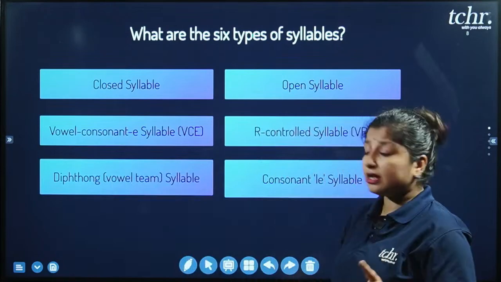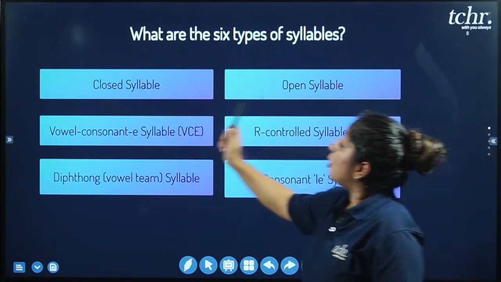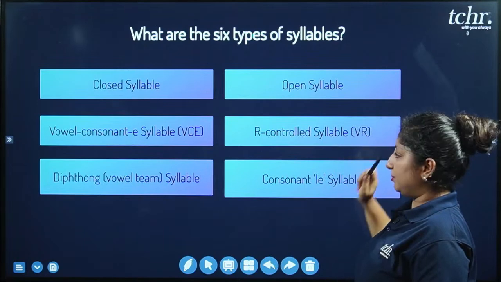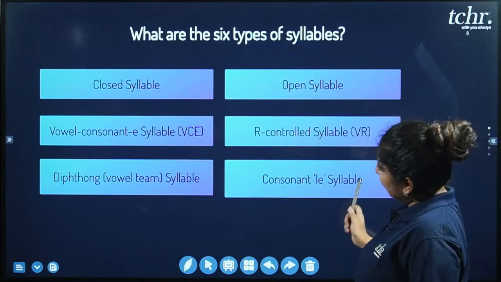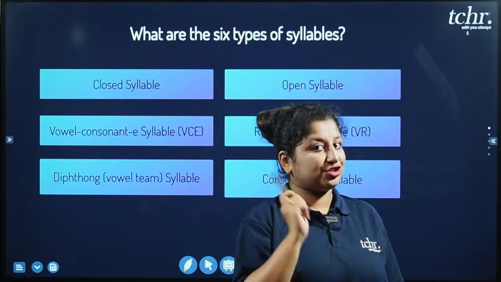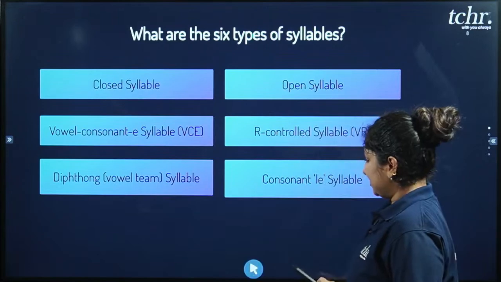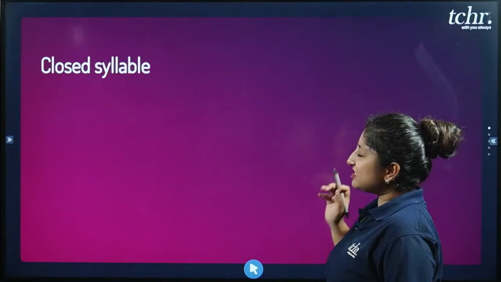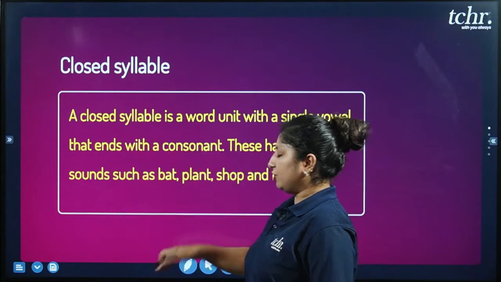The types are closed syllable and open syllable, vowel consonant E syllable, R controlled syllable, diphthong vowel team syllable, consonant LE syllable. Don't break your head. You don't have to mug up these. These are just for your information. Okay? Just know, just be aware of them. That time it will be interesting for you to learn the topic as well. We will not go into detail. We'll just know the meanings of what they are.